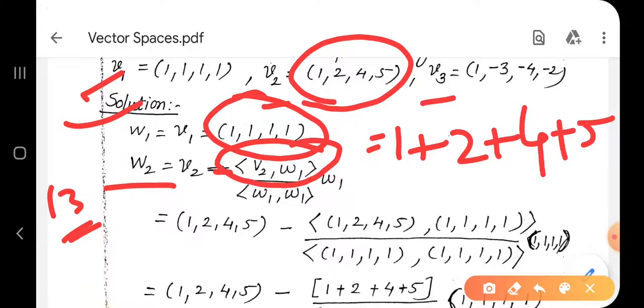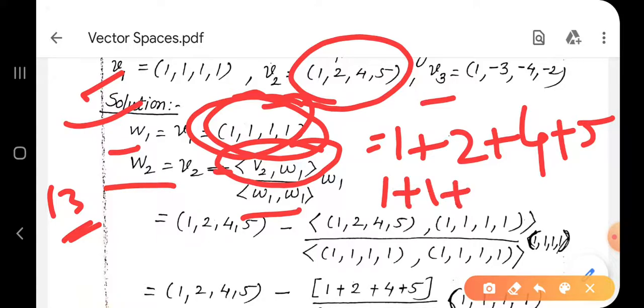Now the inner product of w1 with w1: 1 into 1, plus 1 into 1, plus 1 into 1, plus 1 into 1. That means it is 4. So 13 upon 4. 13 or 12? It is 12, right? 12.